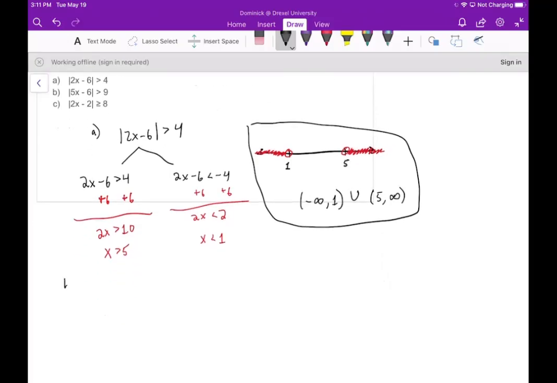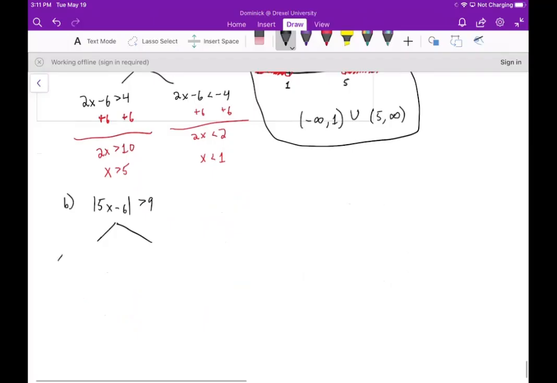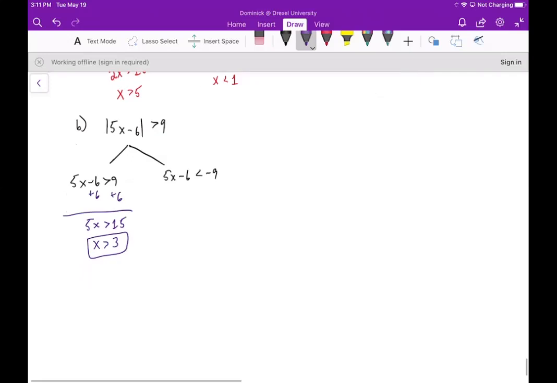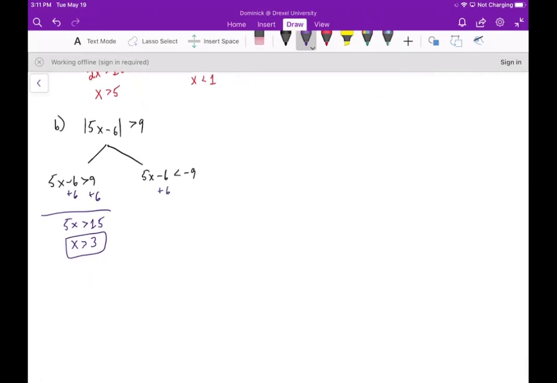All right, in part B, we have absolute value of 5x minus 6 greater than 9. So if I split this, I'm going to get 5x minus 6 greater than 9, or 5x minus 6 less than negative 9. So we can add 6 to both sides, and we get 5x greater than 15. So once we divide, we get x is greater than 3. And then, of course, on this one, if I add 6, I get 5x less than negative 3. So x is less than negative 3 over 5.